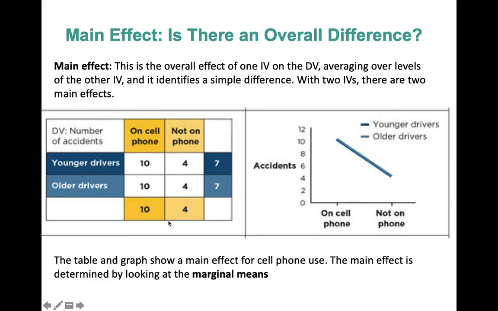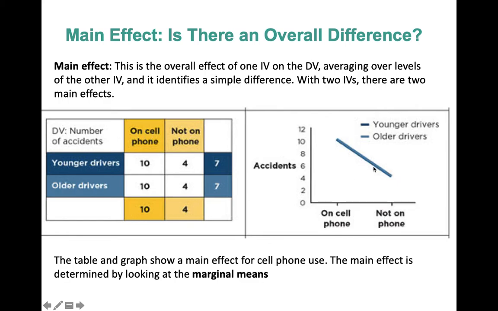So what we're going to say is that there is a main effect for cell phone use because the number of accidents is different. And by the way, right now we're not going to really worry about whether there is a statistically significant difference or not. We're just going to say if the numbers are different, for the time being, we'll treat them as being statistically significant. Okay. So we see that we've got two possibilities for main effects. We can have a main effect of age. There wasn't. We can have a main effect for cell phone use.